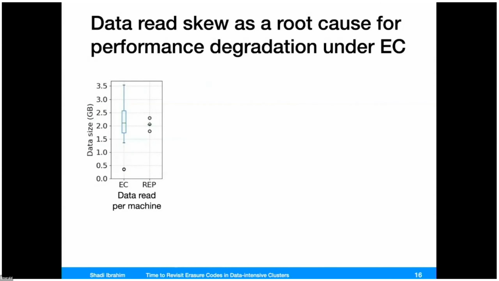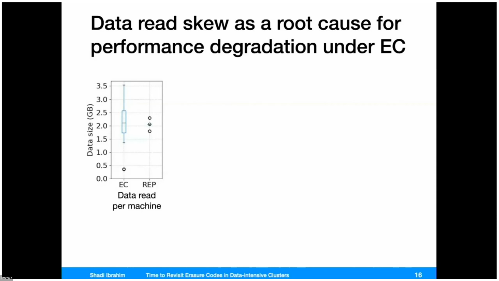As for the amount of data contributed by each data node during the map phase, we can see high skew in the amount of data read by each node under EC. Some nodes contribute 400 megabytes of data, while other nodes contribute 3.5 gigabytes. While under replication, most of the nodes contribute 2 gigabytes of data on average.